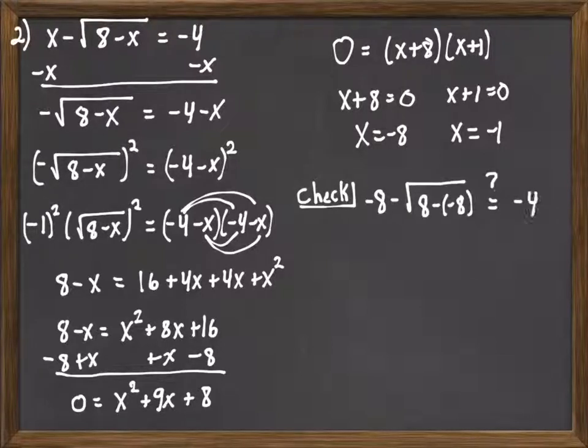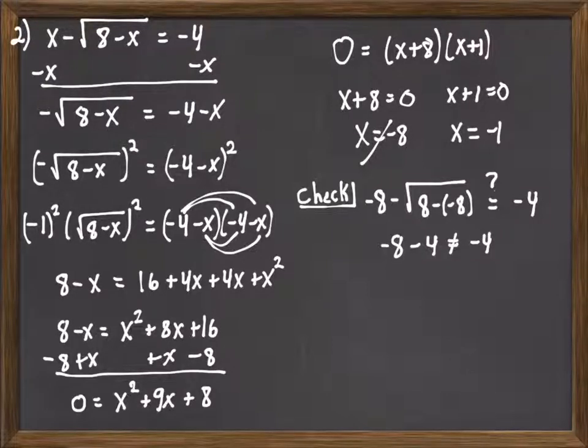So go back and plug negative 8 in for x. That would give us negative 8 minus the square root of 8 minus a negative 8. And then when you simplify 8 minus a negative 8, that would be 8 plus 8, which would be the square root of 16, and then the square root of 16 is 4, so we'll have negative 8 minus 4. If you simplify that, you get negative 12. That's not equal to negative 4. So that answer gets rejected.